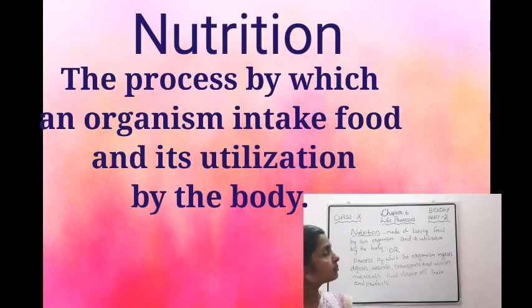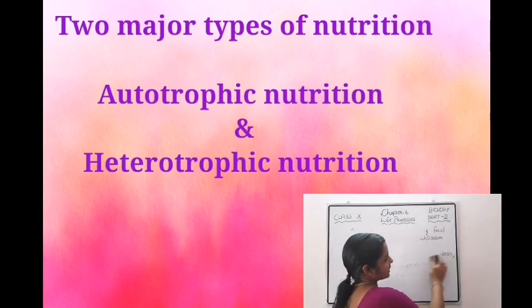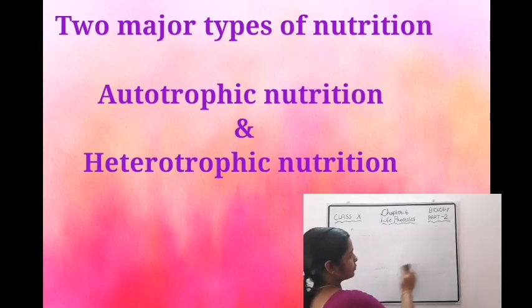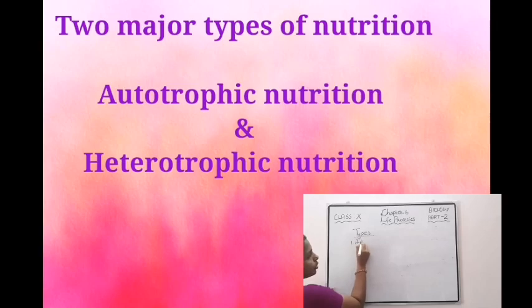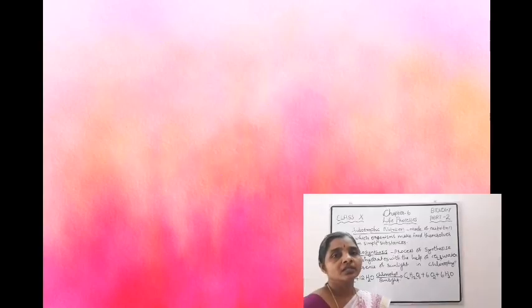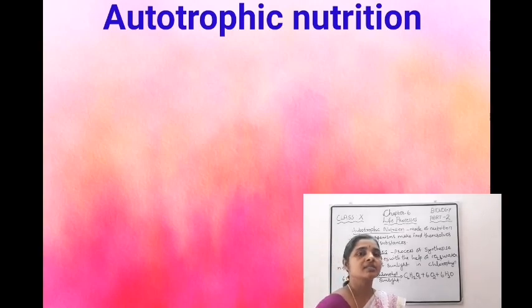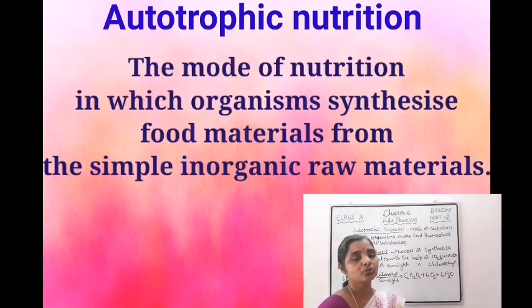Now we can study what is nutrition. It is the mode of taking food by an organism and its utilization by the body. So what is nutrition? Once again, it is the mode of taking food by an organism and its utilization by the body. We have studied there are mainly two types of nutrition. One is the autotrophic mode of nutrition and another one is the heterotrophic mode of nutrition. Now we can study the detailed processes involved in the autotrophic mode of nutrition.